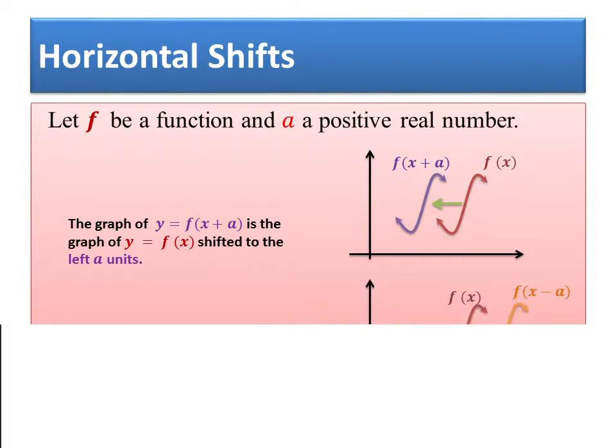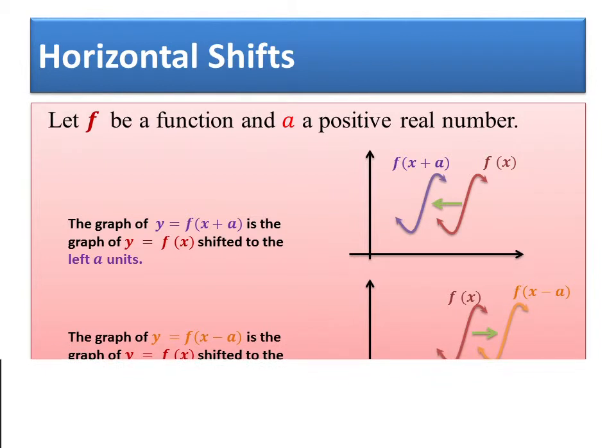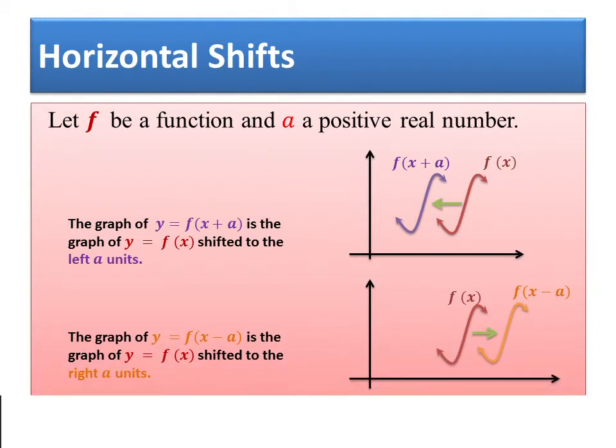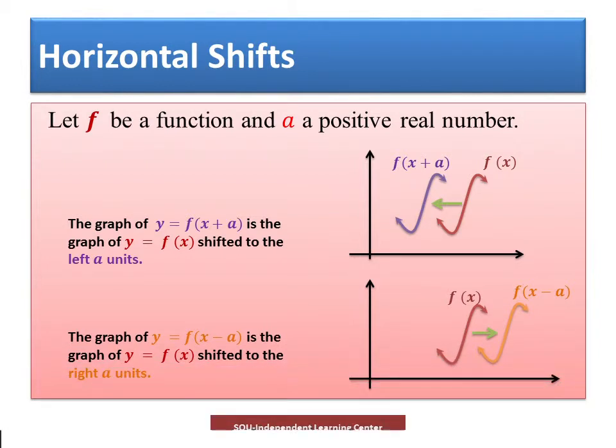Now, what about the graph of f of x minus a? And as I said, a is a positive real number. We see it in front of us in the figure below. Here is f of x. We have it in red color. And f of x minus a, we give it the orange color, and it is a horizontal shift of the f of x towards the right by a units.